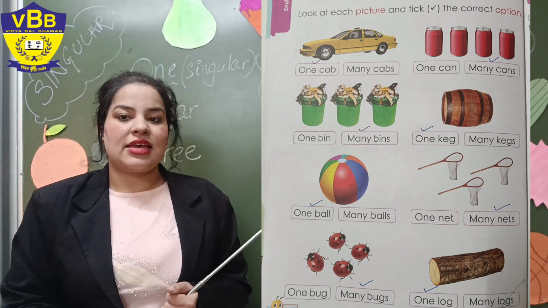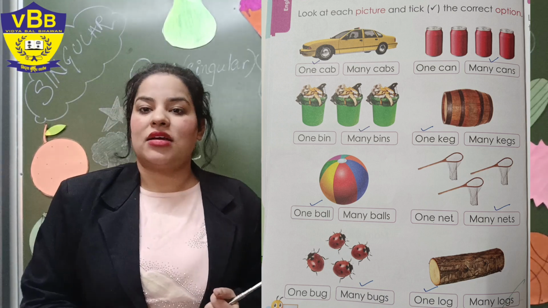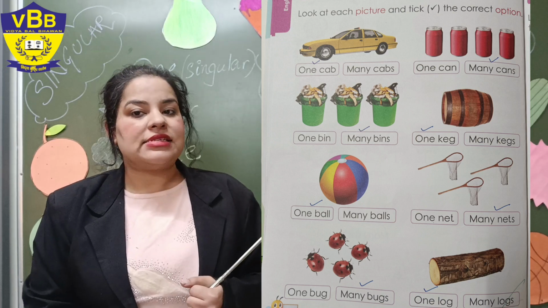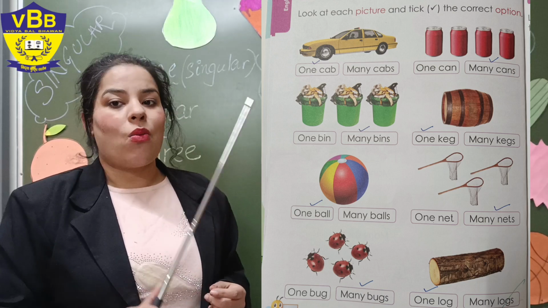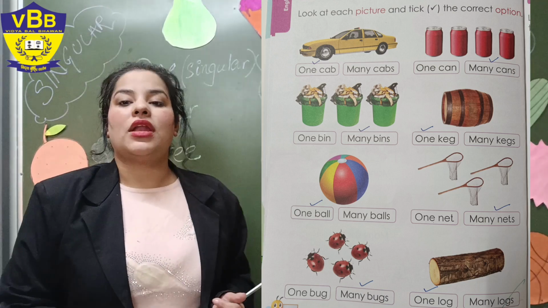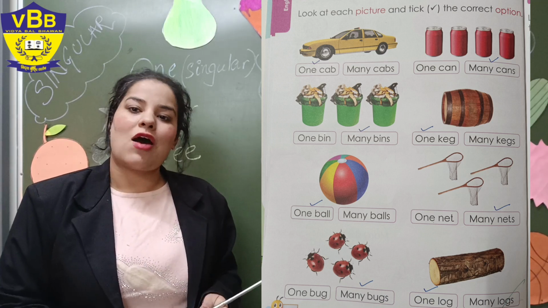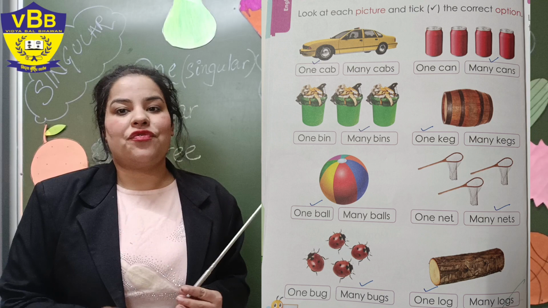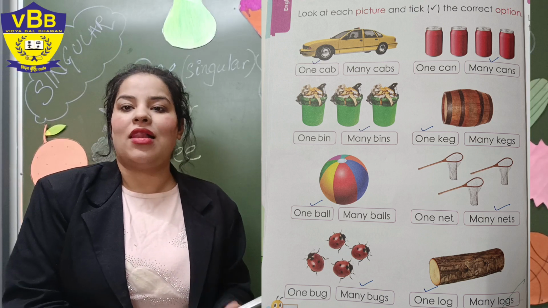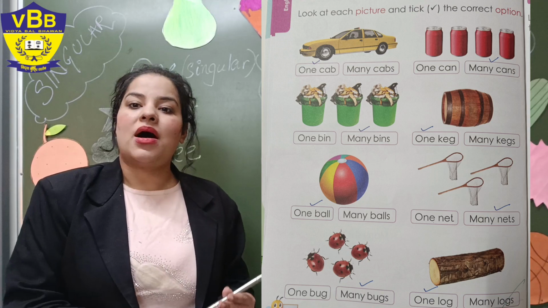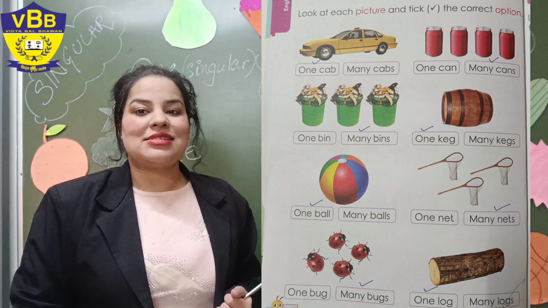Now the next one, which picture is this? All of you know this is a keg. Tell me how many kegs are there? 1. So take the first option, one keg. Now the next one, which picture is this? Ball. And how many balls are there? 1. So we use one for one object. So take the first option, one ball. O-N-E, one, B-A-L-L, ball.